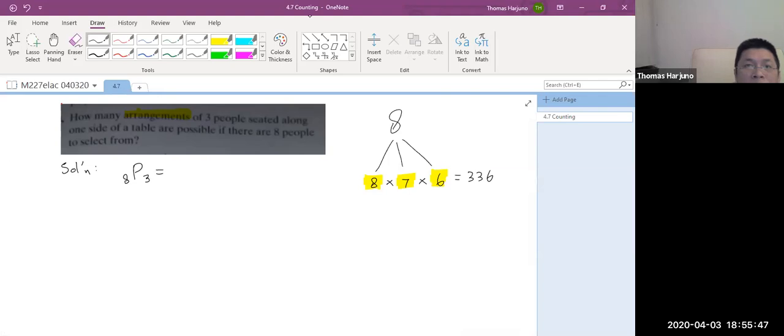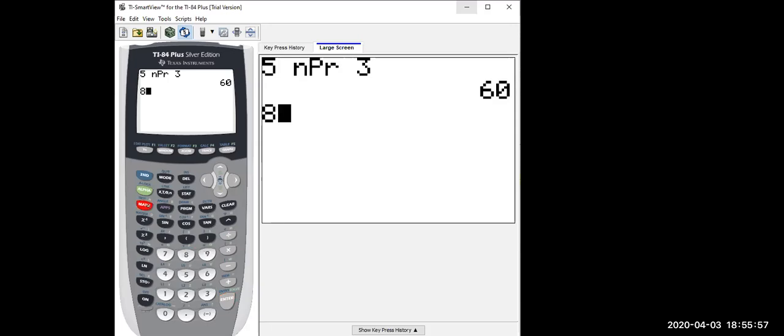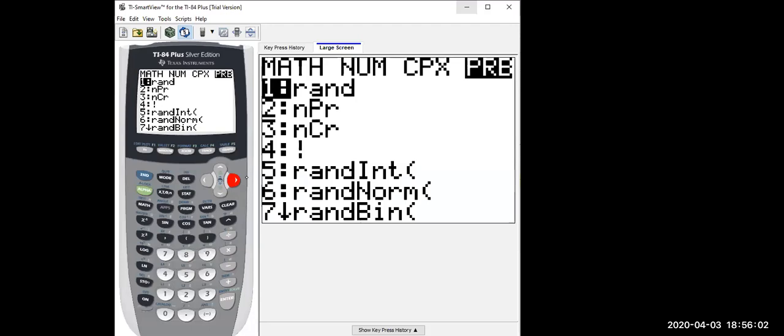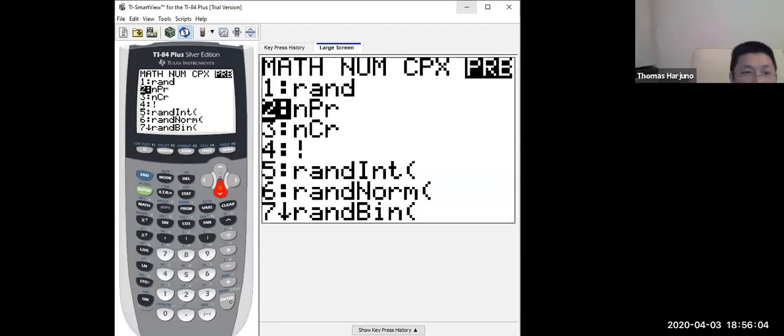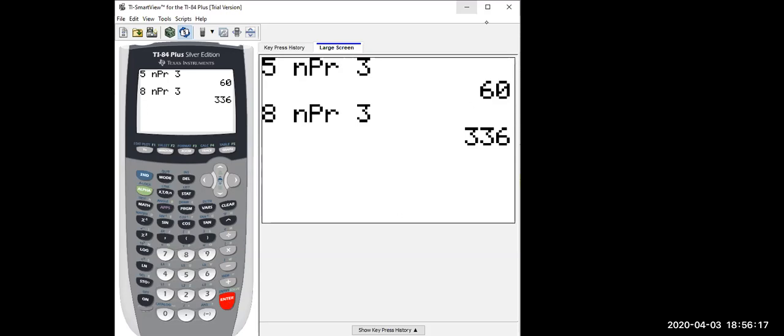Okay, I just need to make sure that you know how to use your calculator. Let's go back to my calculator view. I want 8 permutes 3. Enter. 336. By the way, do you see my calculator view? Yes. Okay, good.